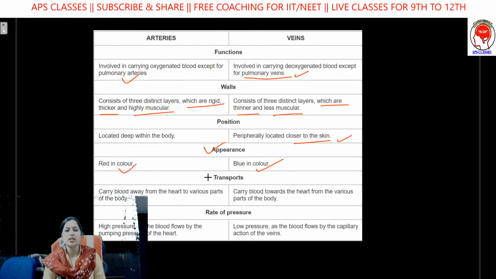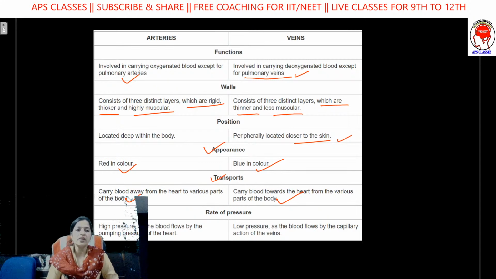Next difference depends upon the transport of the materials. So arteries carry blood away from the heart to various parts of the body, whereas veins carry blood towards the heart from the various parts of the body. Next, the last difference between the arteries and the veins totally depends upon the rate of the pressure. In case of the arteries, high pressure as the blood flows by the pumping pressure of the heart, whereas veins have low pressure as the blood flows by the capillary action of the veins.